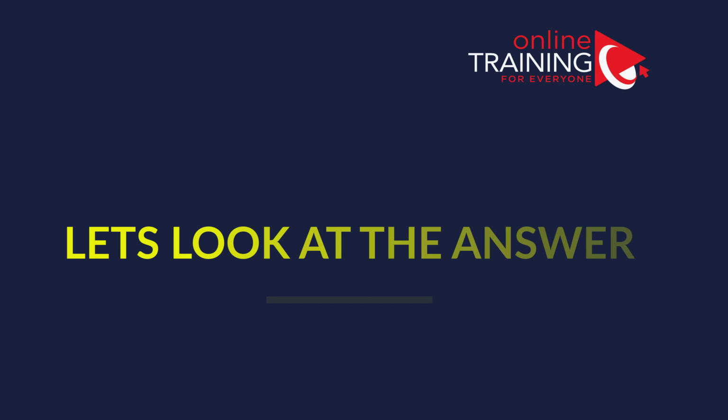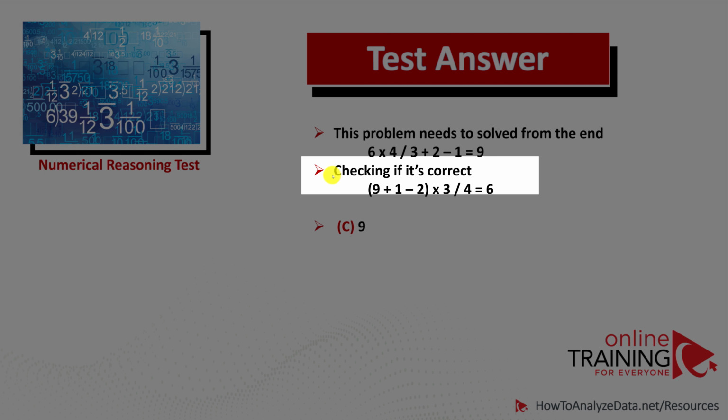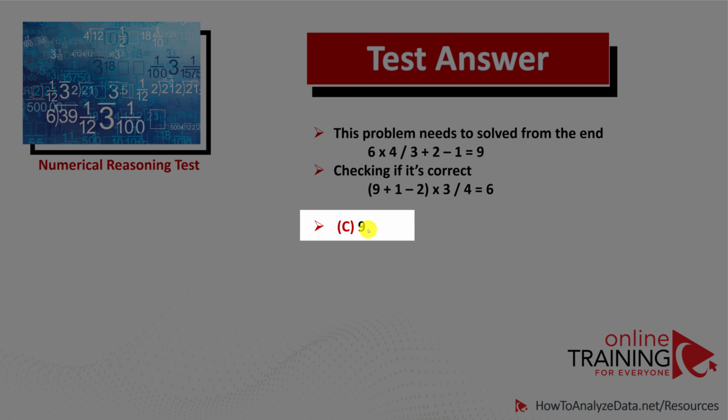The easiest way to solve this is to go in reverse. If we multiply 6 by 4, then divide by 3, then add 2, and subtract 1, the end result would be 9. Let's check if this is correct. 9 plus 1 minus 2, then multiplied by 3 and then divided by 4 equals 6. So the correct answer is choice C, 9.